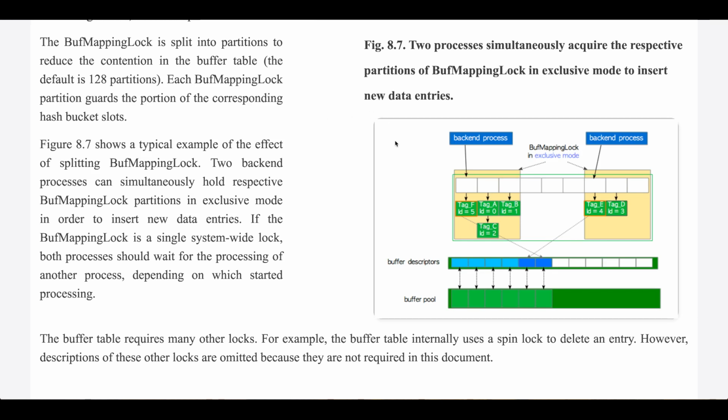Figure 8.7 shows a typical example of the effect of splitting BufMappingLock. Two backend processes can simultaneously hold respective BufMappingLock partitions in exclusive mode in order to insert new data entries. If the BufMappingLock were a single system-wide lock, both processes would have to wait for the processing of the other process, depending on which started processing first.